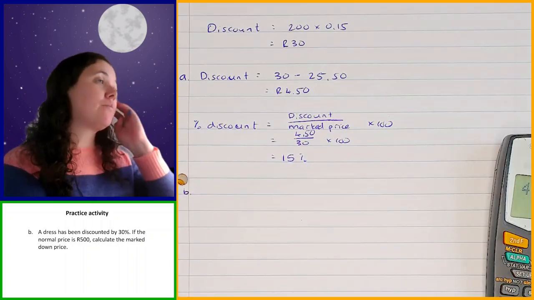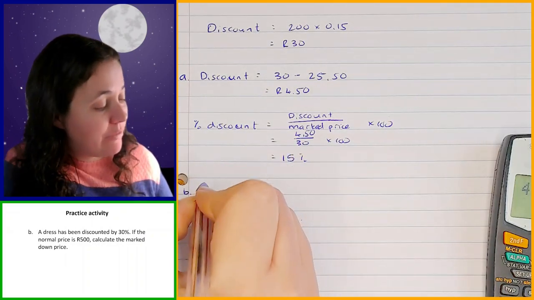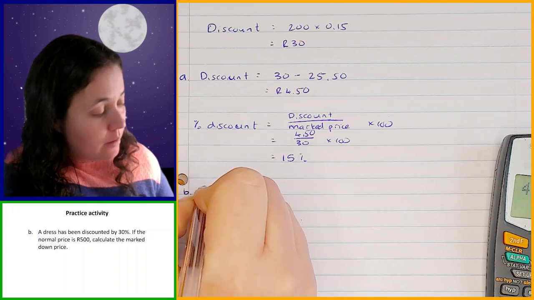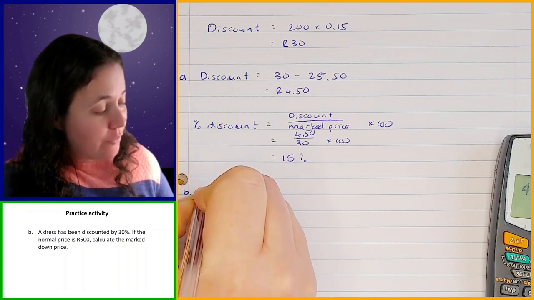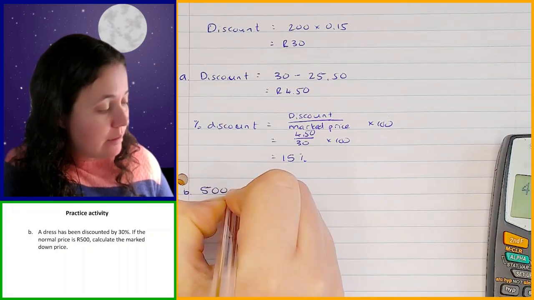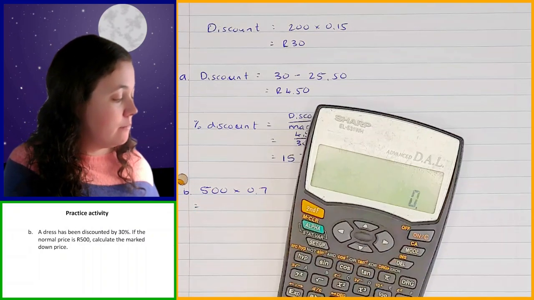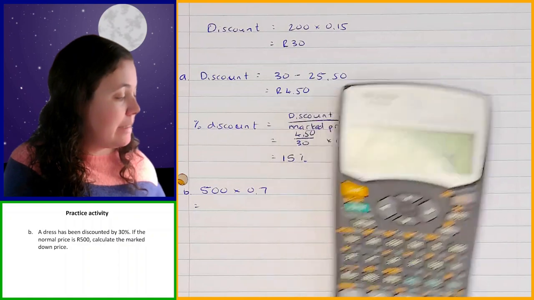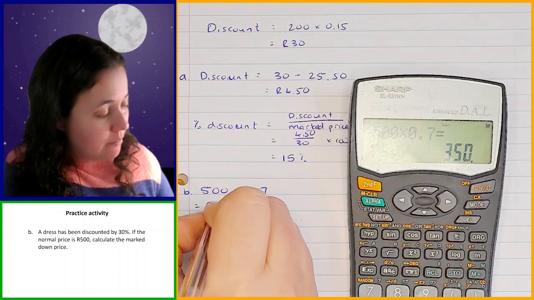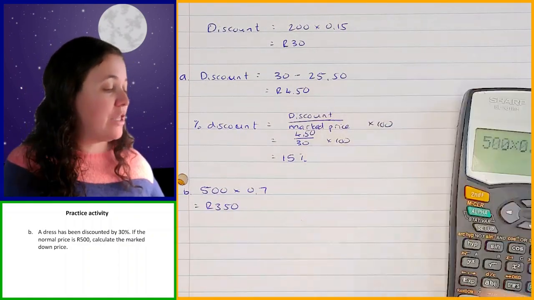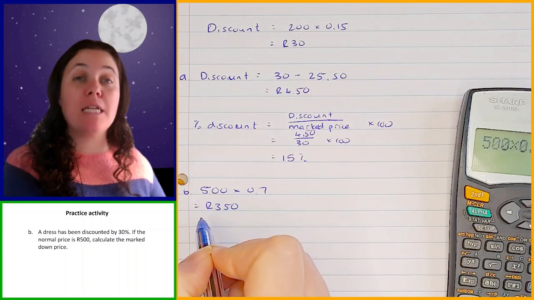Okay, so we are going to find out 70% of 500 Rand. So 500 times 0.7, and that gives you 350 Rand. Okay, so that is the amount that you would pay while it is on sale.